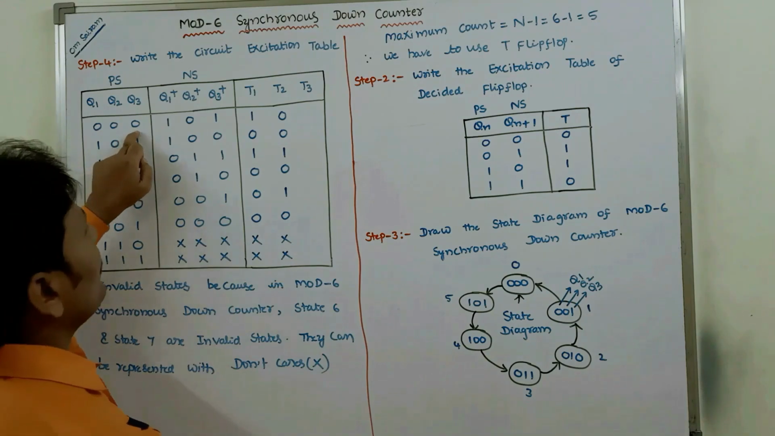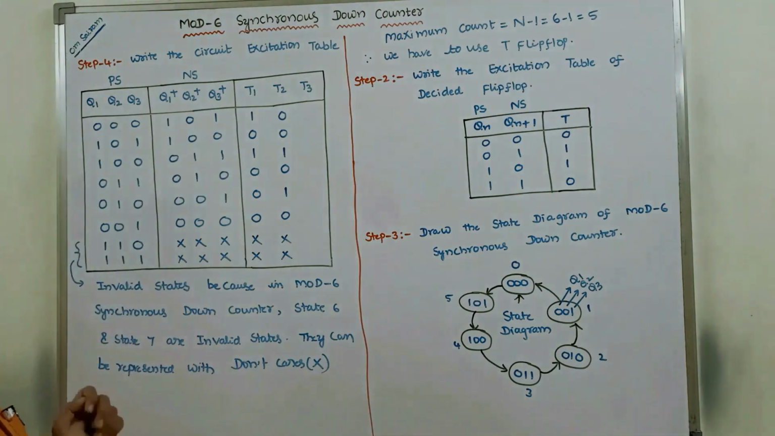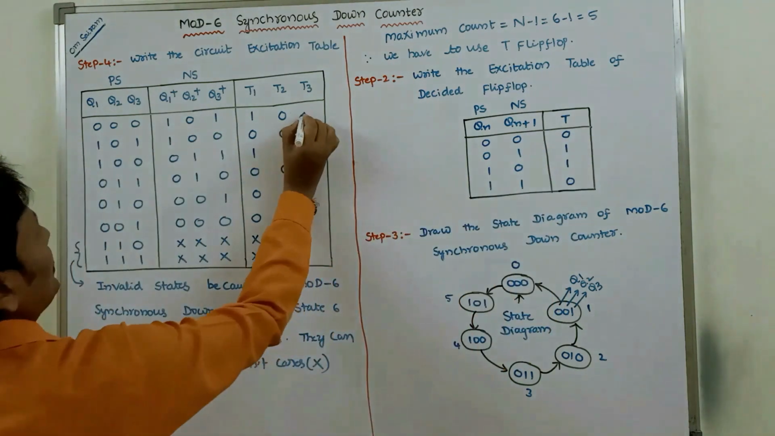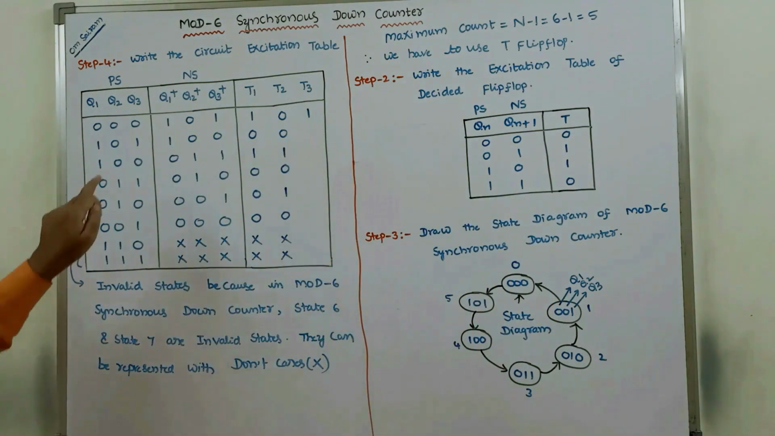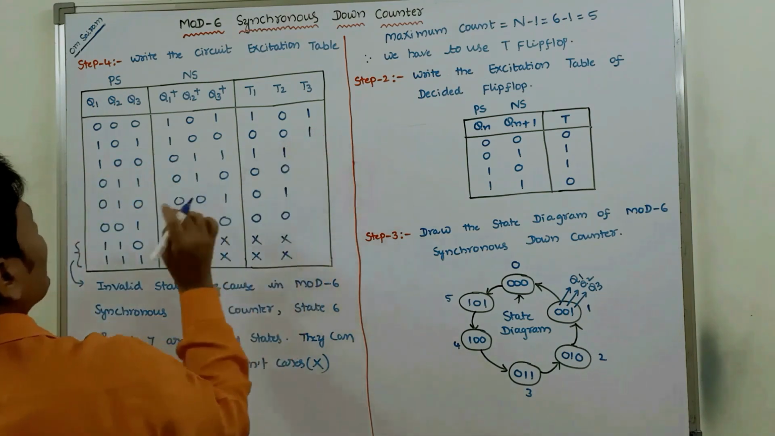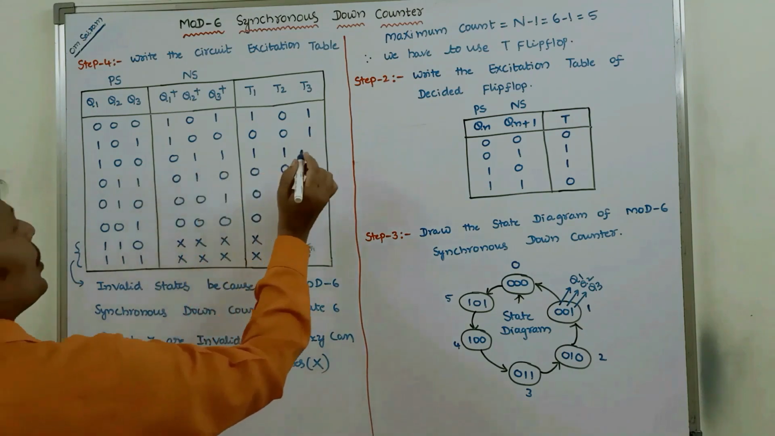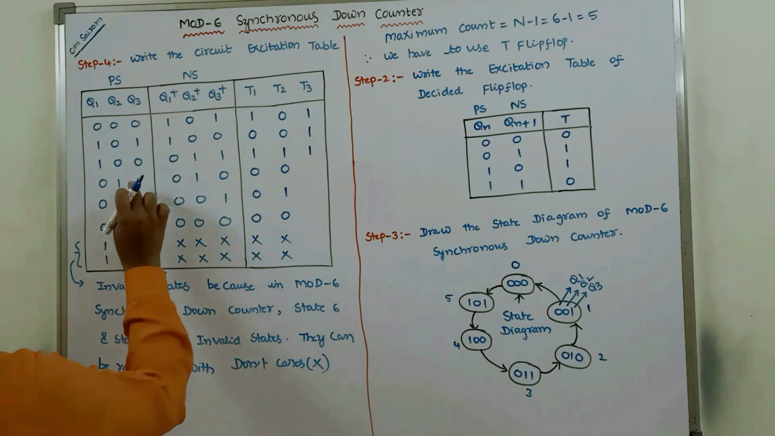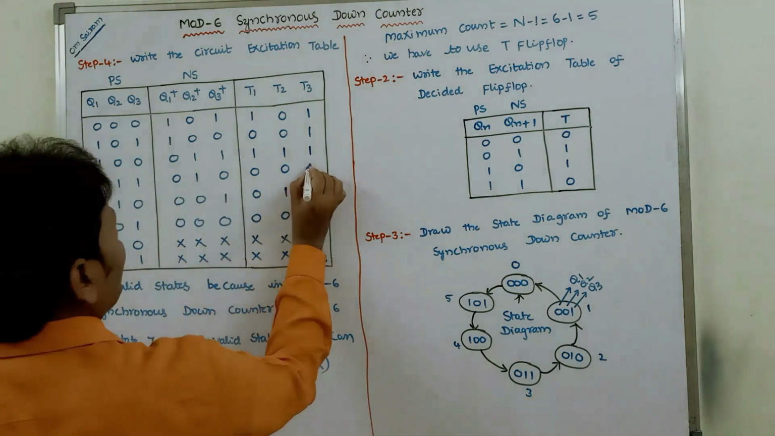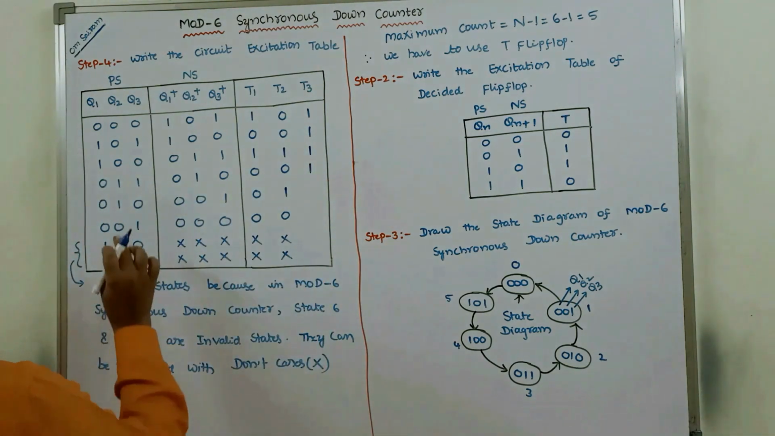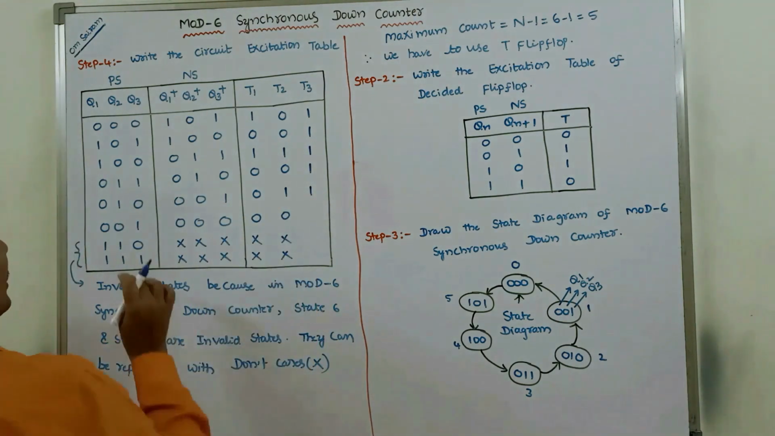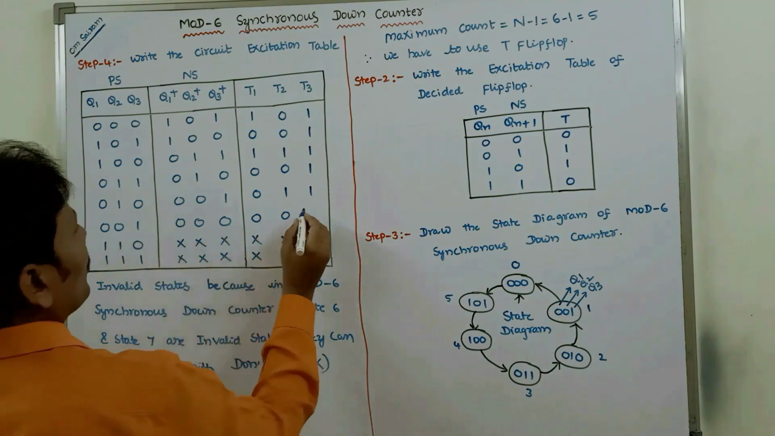Q3 value 0, Q3 plus value is 1. Both inputs are different, then output is 1. T3 value is 1. Here 1, here 0. Both inputs are different, then T3 value is 1. Here 0, here 1. Both inputs are different, its value is 1. Here 1, here 0. Both inputs are different. Its value is 1. Here 0, here 1. Both inputs are different. Its value is 1. Here 1, here 0. Both inputs are different.